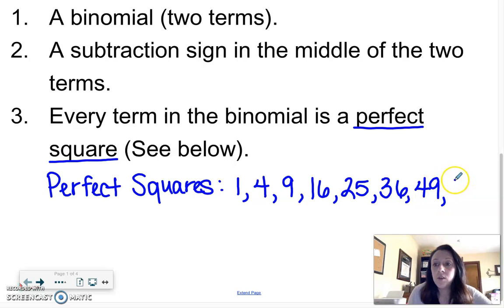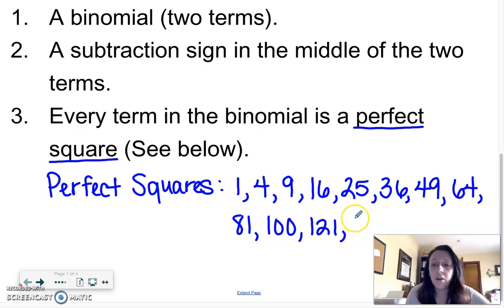And I could keep doing this, really, forever. There's 8 times 8. There's not an end to when perfect squares stop, because you could just keep going and multiplying numbers by itself. 10 times 10, 11 times 11. And I think I'll just give you the first 13 of them.